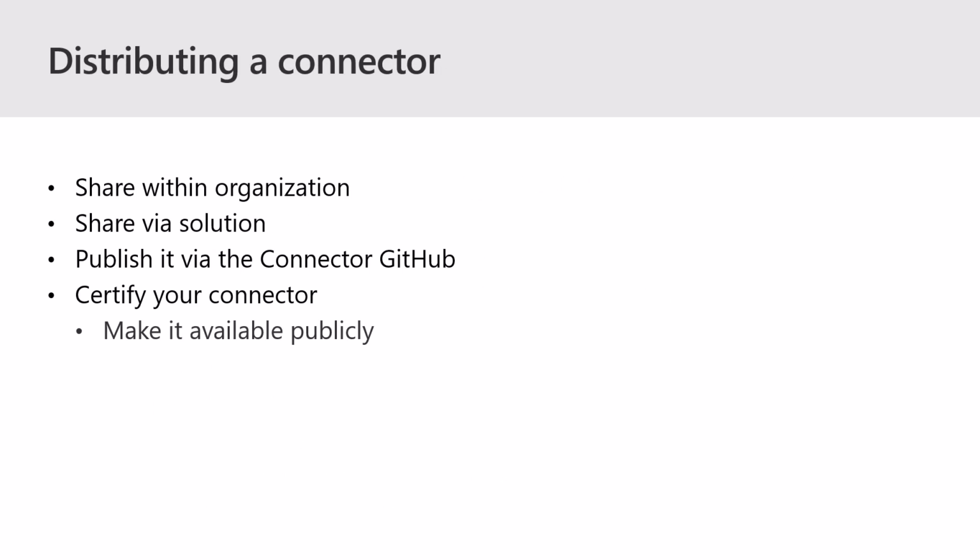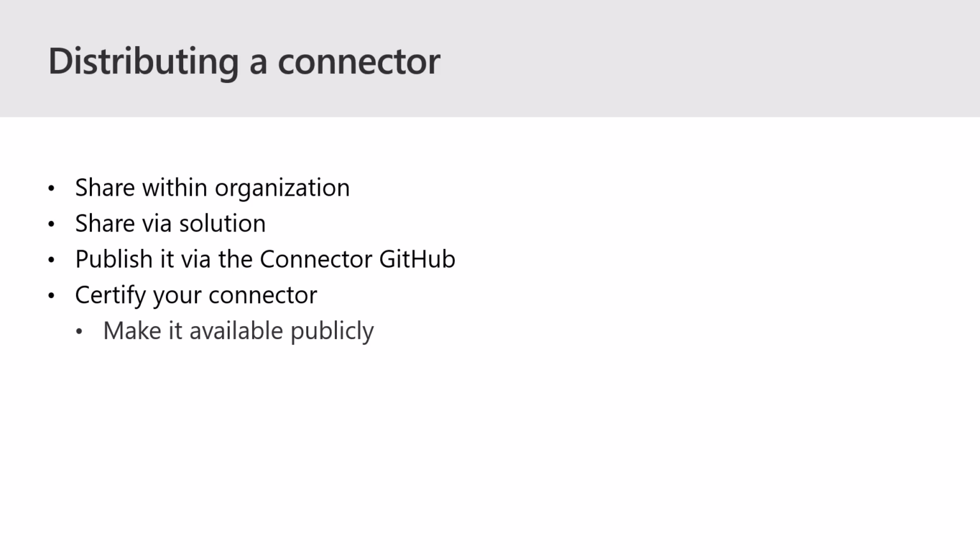You can distribute your connector within your organization or make it available more publicly. To distribute a connector across an organization, you can package your connector up in a solution which can then be installed in an environment. Once installed, the users can leverage this connector for apps and flows built in that environment. Another alternative is to upload the connector definition to the Microsoft Power Platform Connector GitHub repo. Once the definition is approved and merged, it can then be used to create a custom connector in any environment directly from the Maker portal.